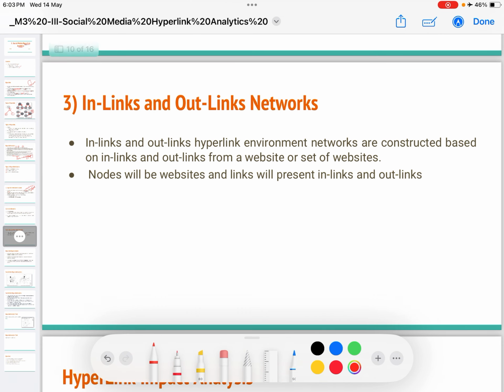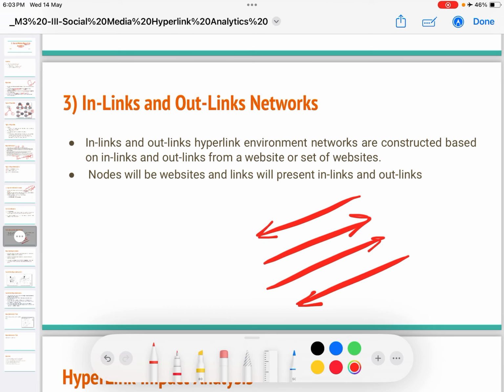What are inlinks and outlinks networks? Inlinks and outlinks hyperlink environment networks are constructed based on inlinks and outlinks from a website or a set of websites: the number of inlinks coming towards the website and the number of outlinks going from that particular website. Nodes will be websites and links will represent inlinks and outlinks.